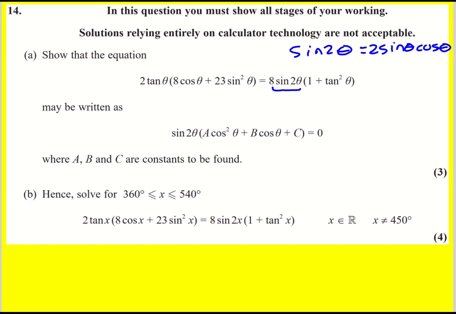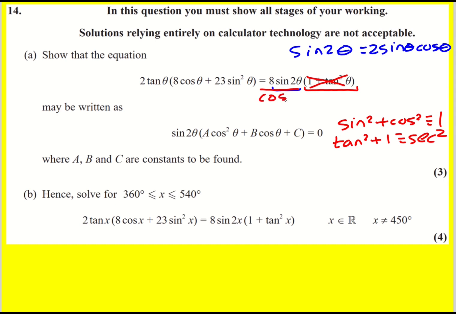One other thing that jumped out to me when I did this question is the 1 plus tan squared theta. So we've got this trig identity, sine squared plus cos squared is 1. If you divide through by sine squared, you get another identity. If you divide through by cos squared, you get another identity. And that's what I'm going to do here. We get tan squared plus 1 is sec squared. Okay, so I can actually just replace this and write it as 8 sine 2 theta over cos squared theta.